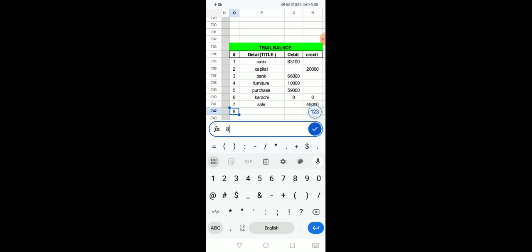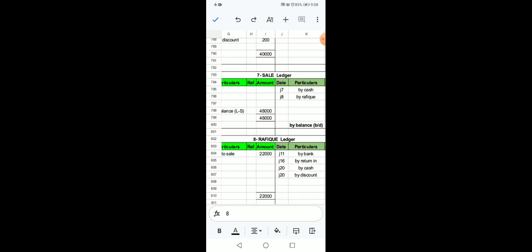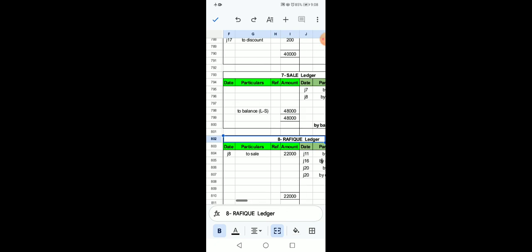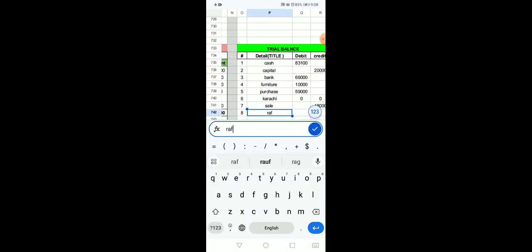Let's see what the eighth number of ledger is. Now you can understand why these numbers were important. So the eighth ledger is Rafiq's ledger. We will put the name of Rafiq, name of ledger, over here.